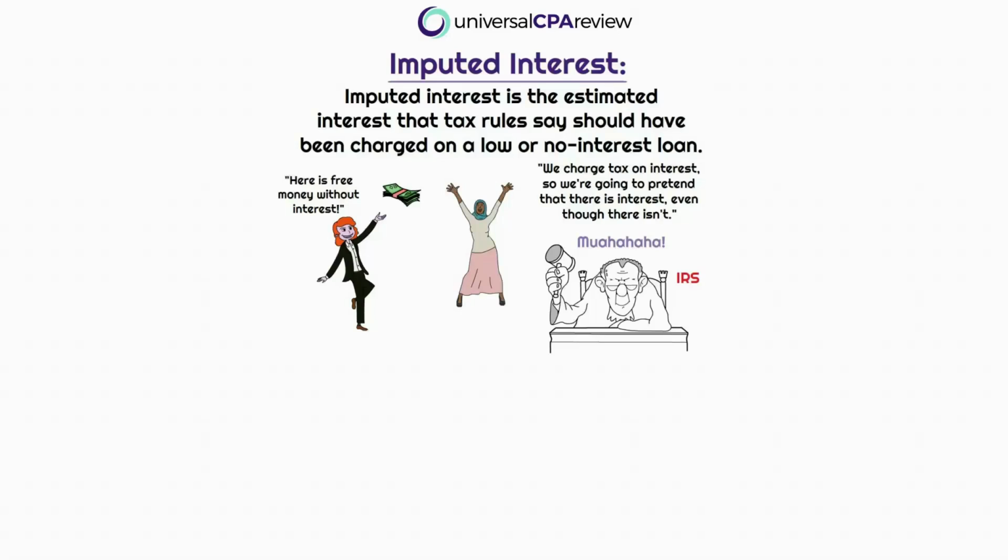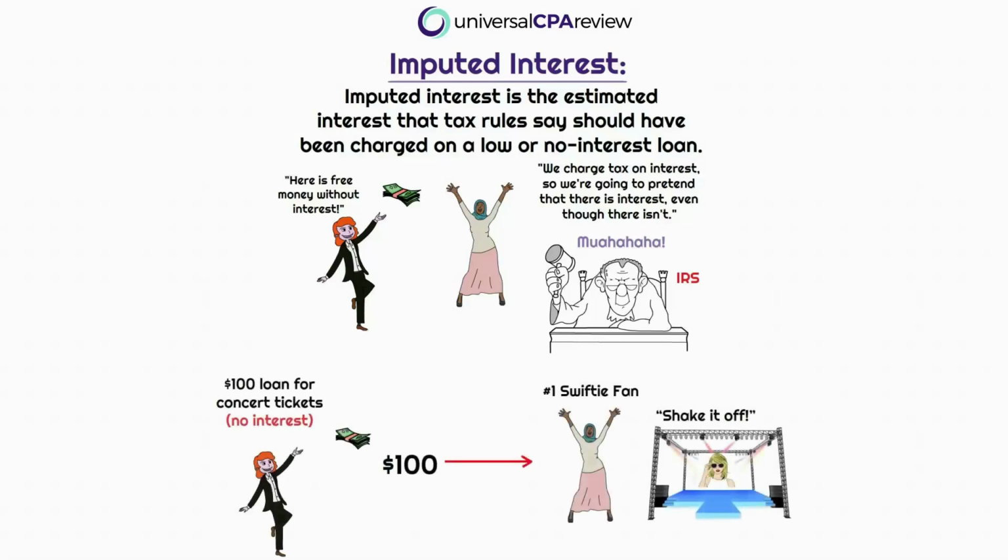Okay, so now we're going to talk about the concept of imputed interest and how this is treated on related party transactions for tax purposes. So why does the IRS include this imputed interest? Well, imagine lending a friend $100 to snag those coveted Taylor Swift tickets. But you say, let's consider this a loan, but I'm not going to charge you interest. We're just going to shake it off. No pun intended. So this is a very basic example of what would be considered a below market loan.